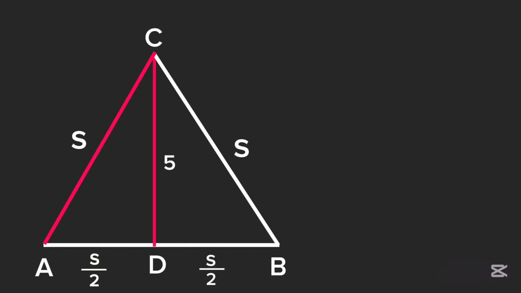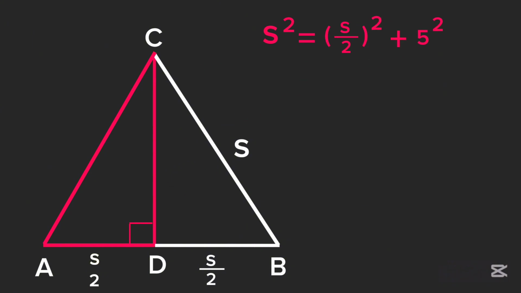Now look at right triangle ACD. It's a right triangle with hypotenuse AC equals S, one leg AD equals S divided by 2, and the other leg CD equals 5. Use the Pythagorean theorem on triangle ACD. S squared is equal to (S divided by 2) squared plus 5 squared. S squared is equal to S squared divided by 4 plus 25.